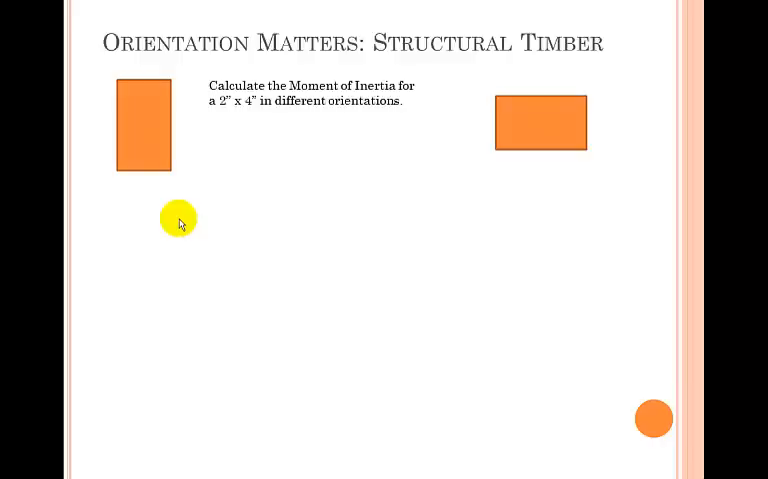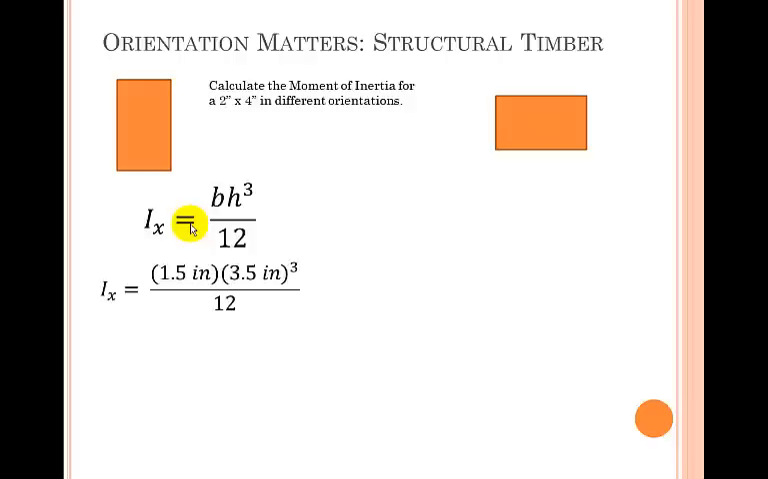Think about how this looks. This is a 2x4 in this orientation, and this is a 2x4 in this orientation. And remember, structural timber is not actually the size it's named. The formula is base times the height cubed divided by 12. So for the first 2x4, the base is 1.5, the height is 3.5, that's cubed, and the whole thing's divided by 12. That gives us an area moment of inertia of 5.36 inches to the fourth.